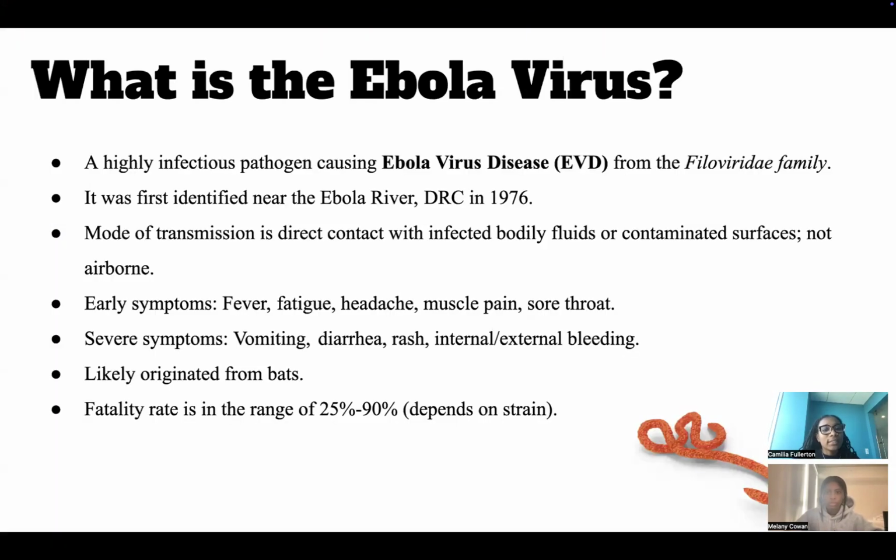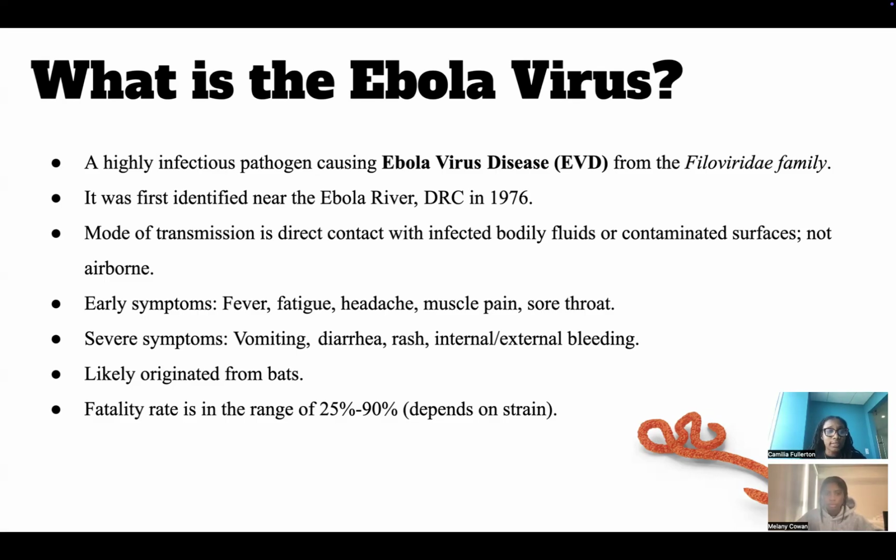So, what is the Ebola virus? The Ebola virus is a highly infectious pathogen that causes Ebola virus disease, EVD, from the Filoviridae family. It was first identified near the Ebola River in DRC in 1976. The mode of transmission is direct contact with infected bodily fluids or contaminated surfaces. This virus is not airborne.